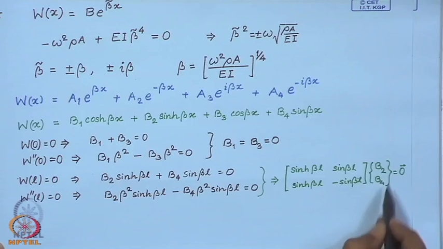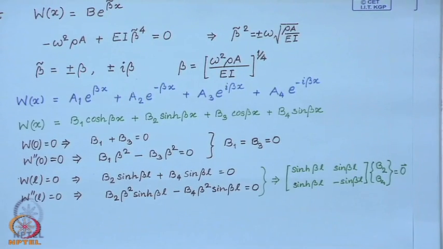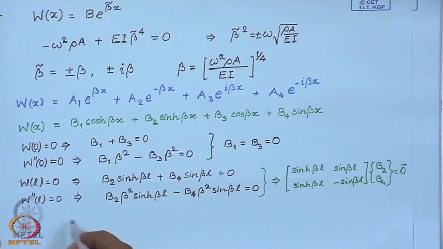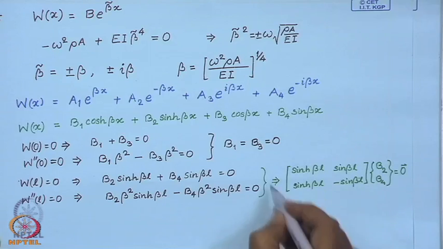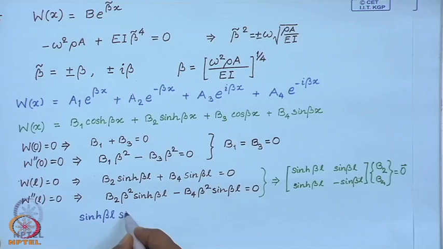So, if we want to have non-trivial solutions of b 2 and b 4, then the determinant of this matrix must vanish, and that will give us the condition. So, the determinant of this is minus 2 times this. So, that must be 0.